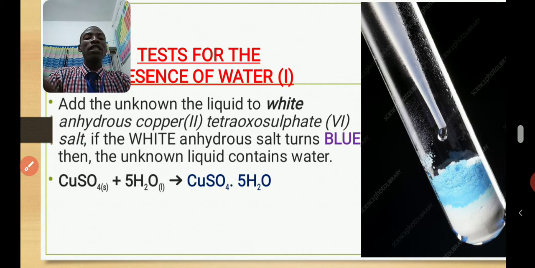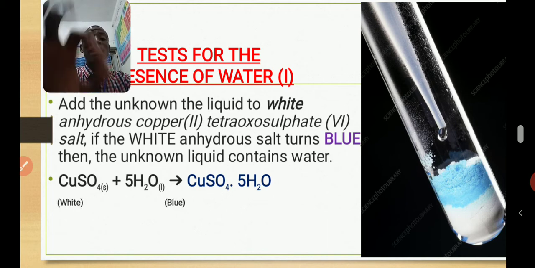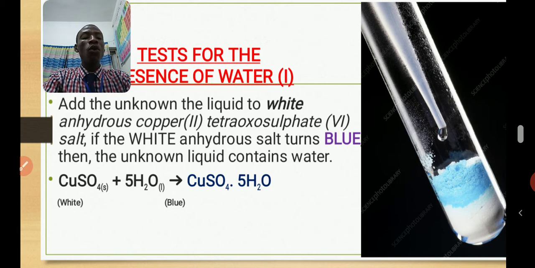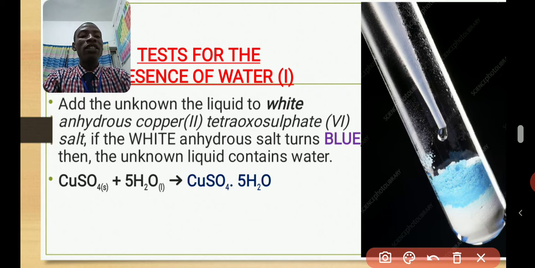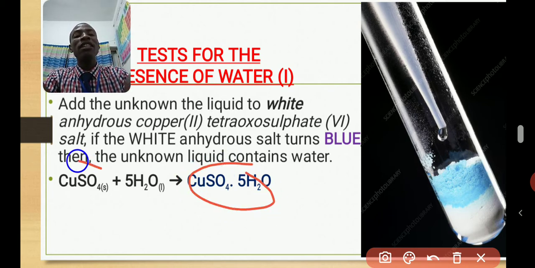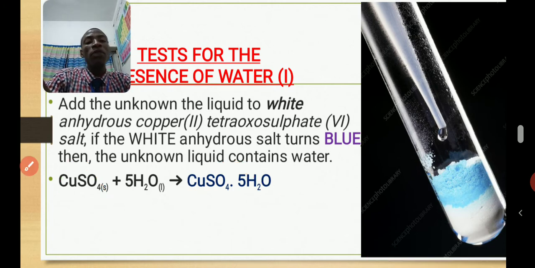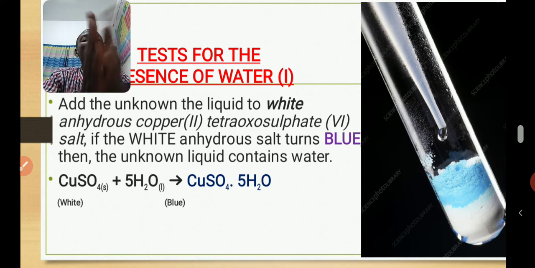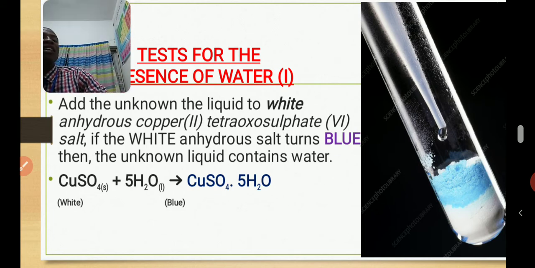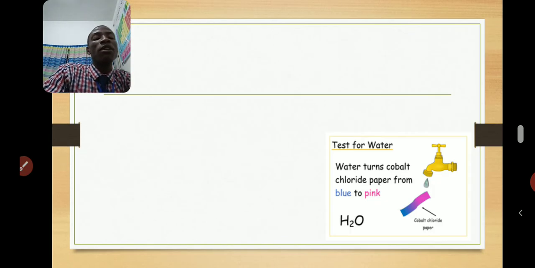So you can check that. So white copper sulfate anhydrous gives you blue copper sulfate hydrated. Blue copper sulfate hydrated. So this is blue, it has been hydrated. This is white. So that's how you test for the presence of water. Don't forget that. Add the unknown liquid to white anhydrous copper(II) tetraoxosulfate(VI). If the white anhydrous salt turns blue, then the unknown liquid contains water. You can be asked in your exam to write the test for the presence of water.